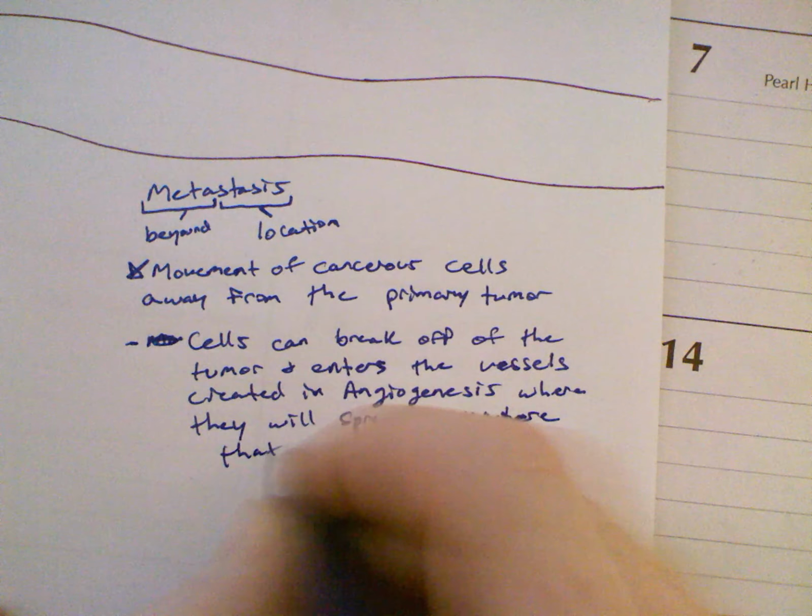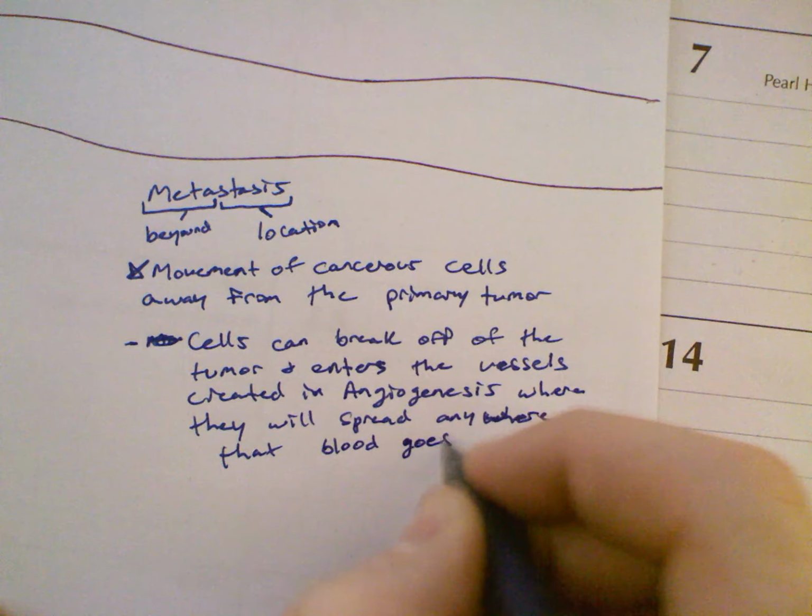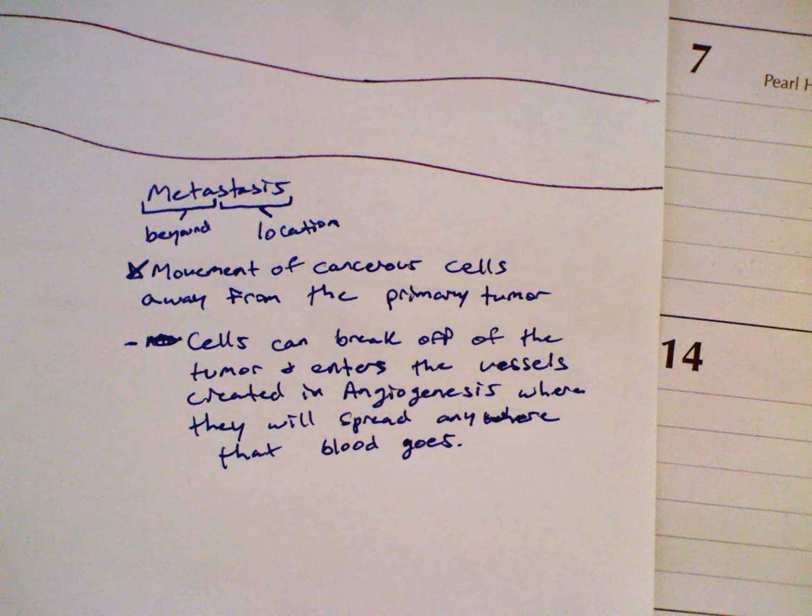Where does blood go? Everywhere. So this is where you can end up with cancer that originated in one part of the body spreading to a completely distant location. Because once these cells enter the bloodstream, they can pretty much go anywhere. Now, this doesn't have to only happen through blood vessels. We'll talk about here in a second how they can also go through lymphatic vessels as well.